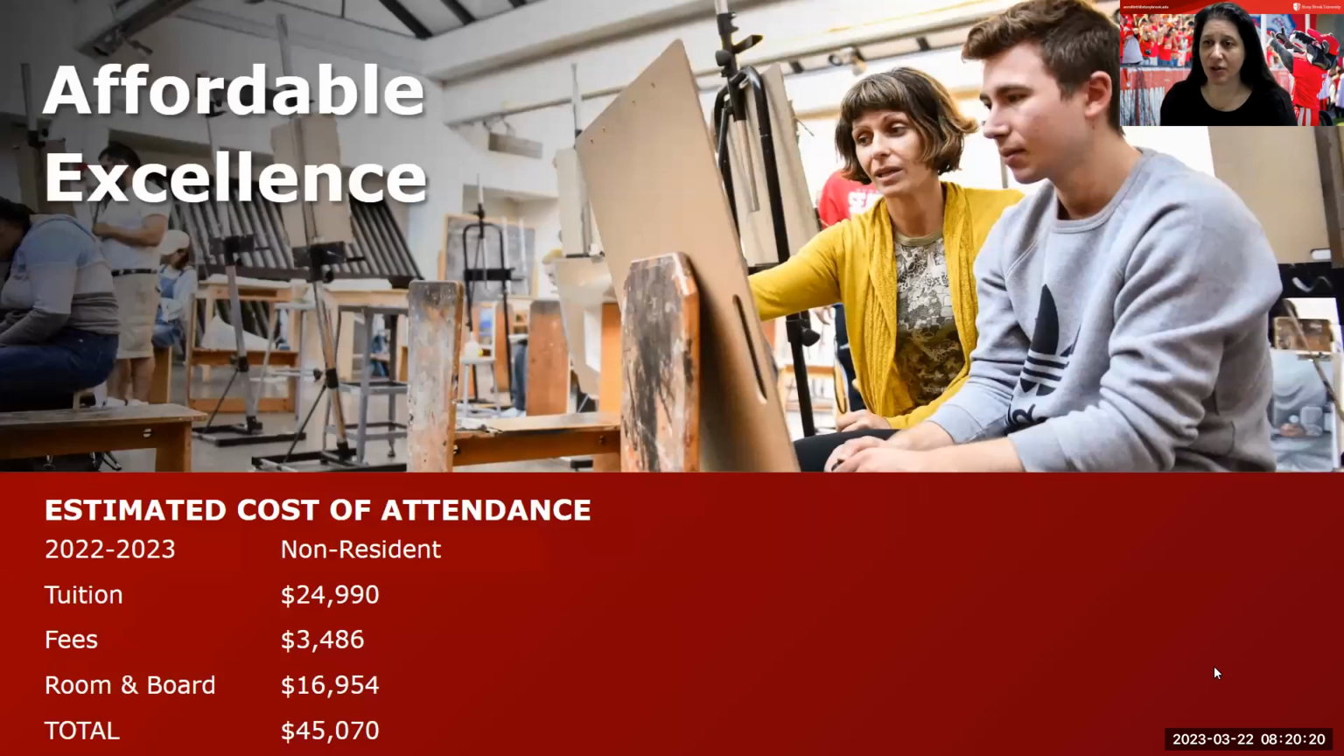As I mentioned, sometimes those indirect costs are showing on there, but really your total estimated cost of attendance is about $25,000 for tuition, plus fees of about $3,500 and about another $17,000 for room and board. I always say this is estimated. We are a state university. Our tuition is approved by our Board of Regents and then approved by the state.